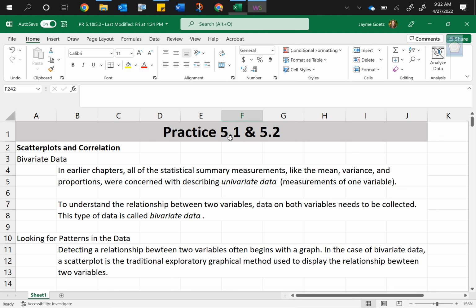Okay, so today we're going to talk about scatter plots and correlation. The first thing we need to talk about is bivariate data. In earlier chapters, all of the statistical summary measurements, like mean, variance, and proportions, were concerned with describing univariate data. That's only measurements of one variable. Now, to understand the relationship between two variables, data on both variables needs to be collected. This type of data is called bivariate data, which makes sense. Univariate versus bivariate. Uni means one, bi means two. So, two variables is bivariate data.